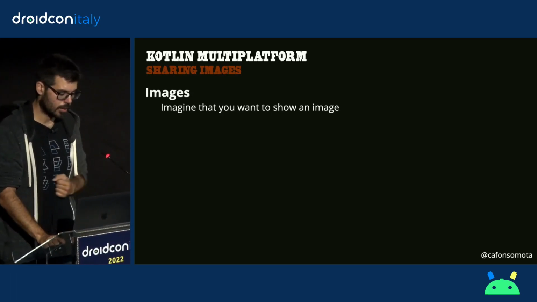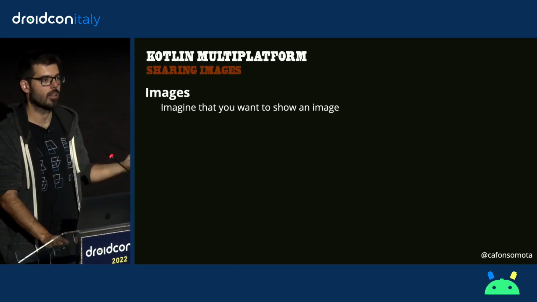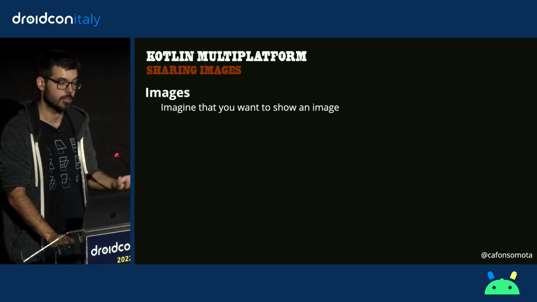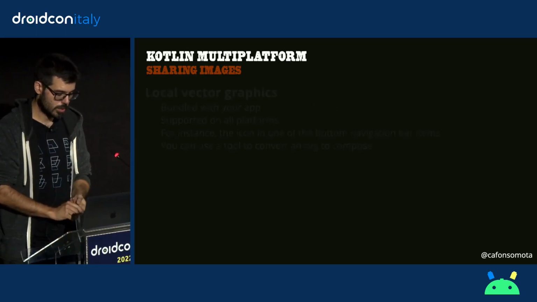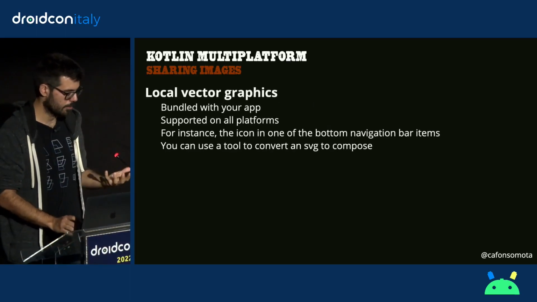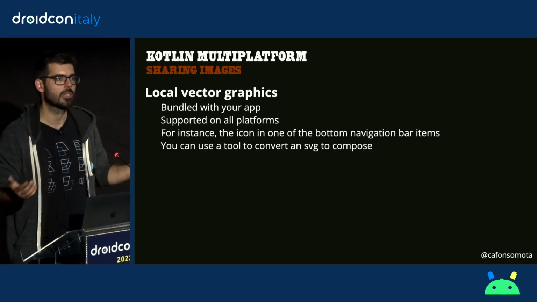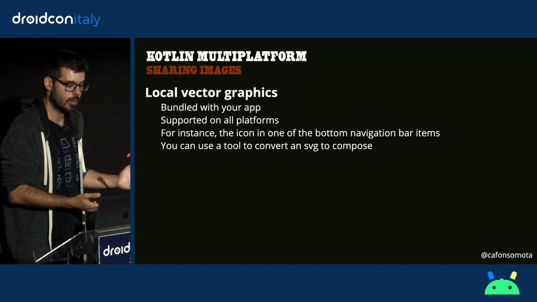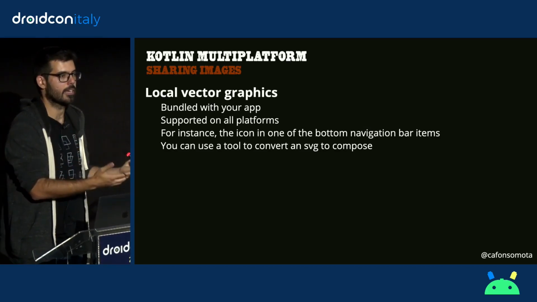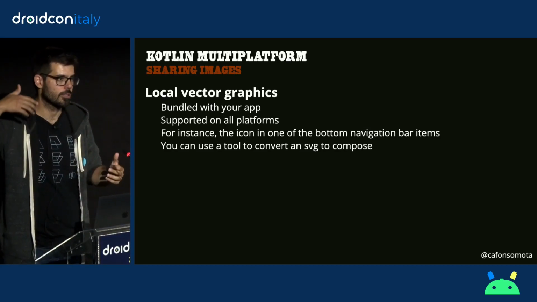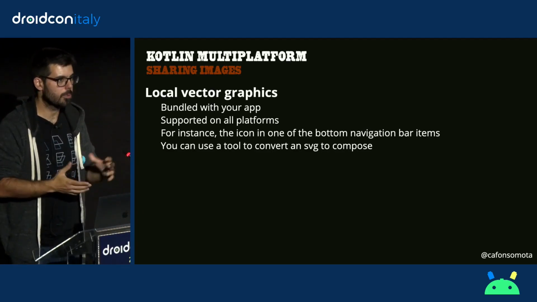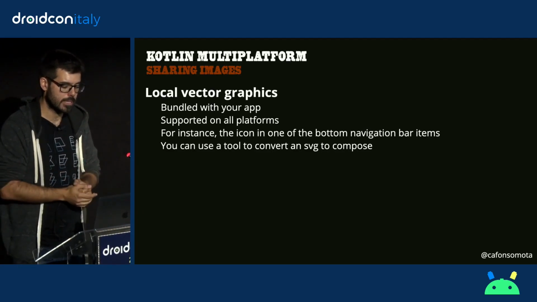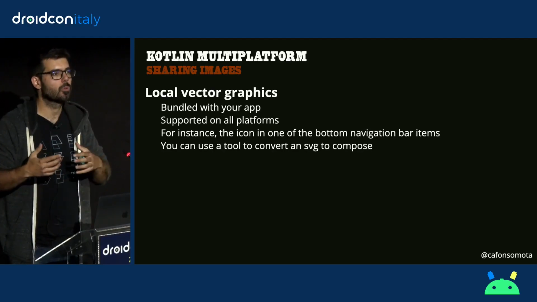After saying how to share strings, all applications also have images, so how can you load an image? So let's see a quick example, and when we talk about images, we have three different types of images that we can have. So we can have local vector graphics, okay? These are in your APK files, or in your IPA files, or in your apps, and they are supported already on all platforms, and basically, this can correspond to an icon.